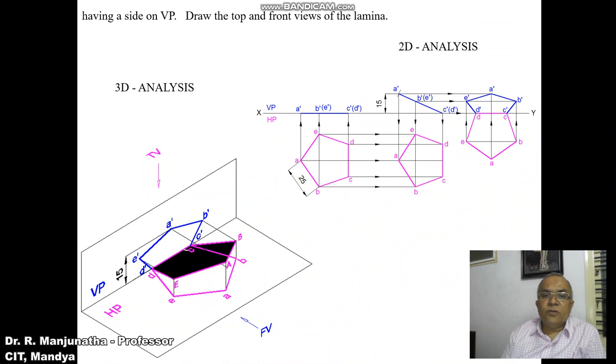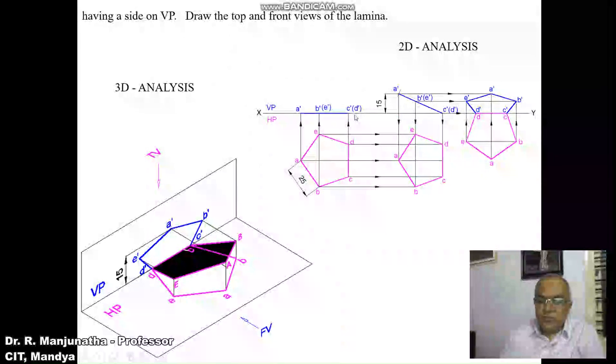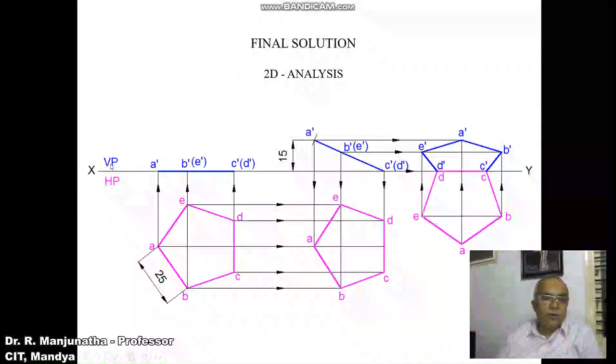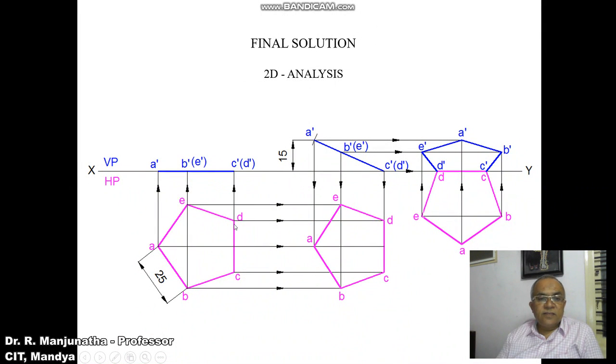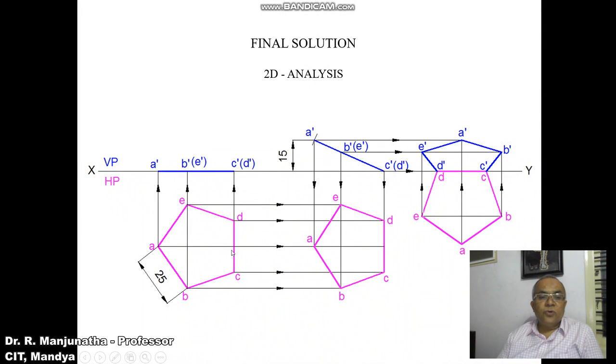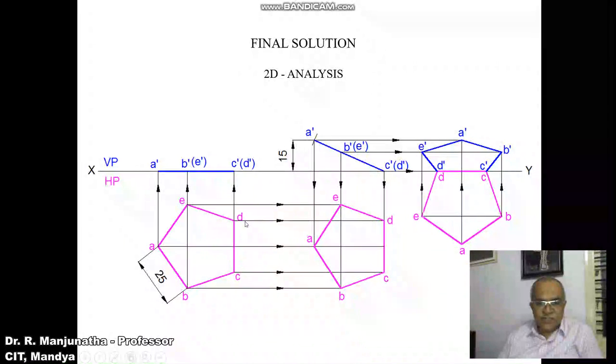Now we will try to solve the problem in the sketchbook. To do that, first we will draw a thin horizontal line which we call the XY line, and you mark XY and mark VP and HP. As we have seen, one of the sides is perpendicular to VP because the side is resting on HP. The side which rests on HP has to be perpendicular to VP. So draw a vertical line and measure a distance of 25 mm, and you mark this point as C and this point as D.